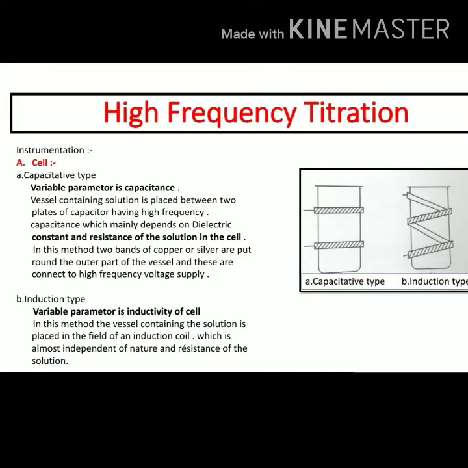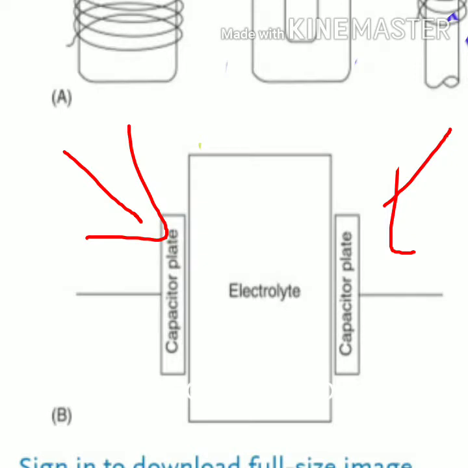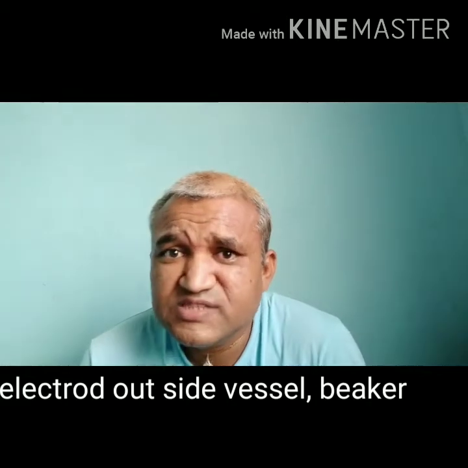In the cell, two types are used: one is the capacitive cell and the second is the inductive cell. As discussed earlier, in high frequency titrations the electrodes are put around the vessel, not in it. First, the capacitive cell: the vessel is placed between two bands of silver or iron placed outside the vessel. One band is the positive terminal and the other is the negative terminal. This is the capacitive type cell.